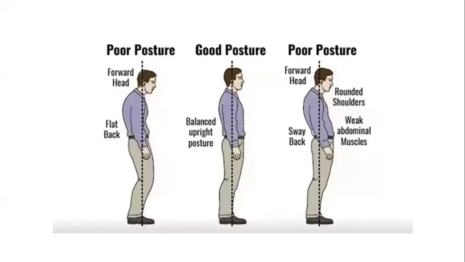So let's look at good posture. These are three different postures we have, men and women alike. The first one is a very poor posture. The head is forward, the back is not very flat. Even if you have a pot belly, you still find a way to protrude yourself. You sway back, your head forward, rounded shoulders, and all that.